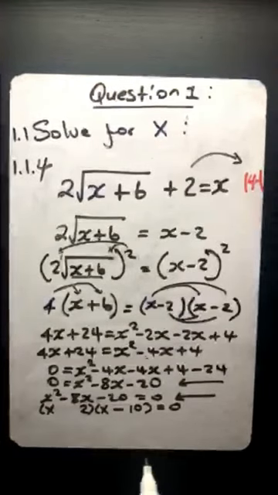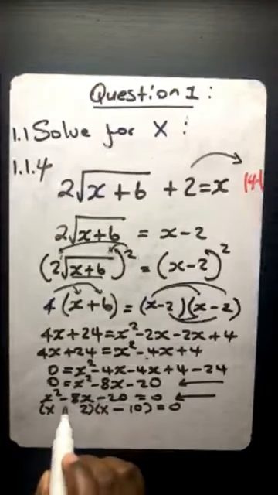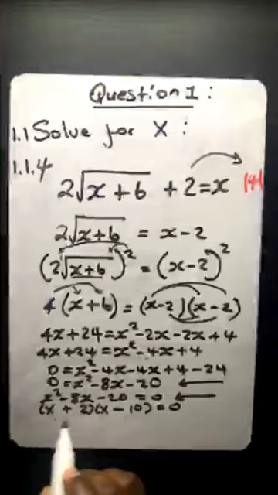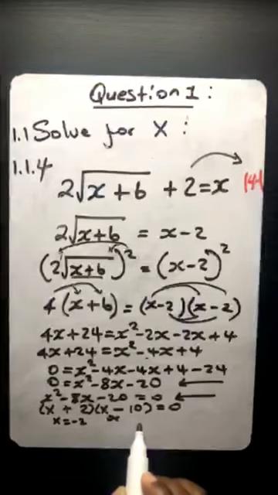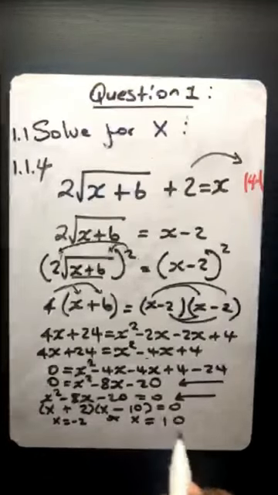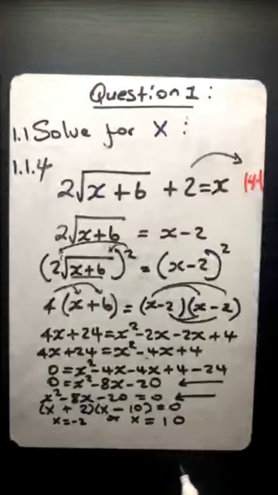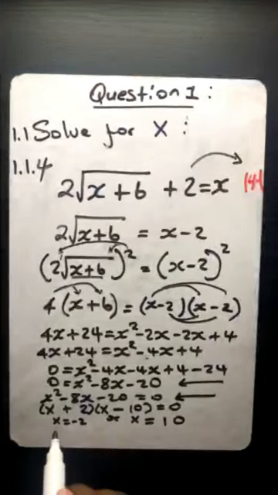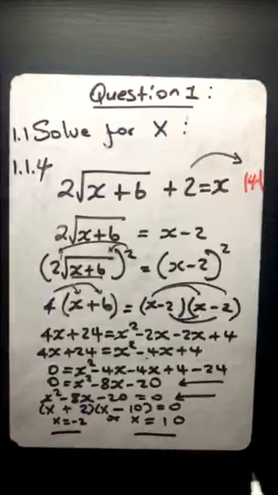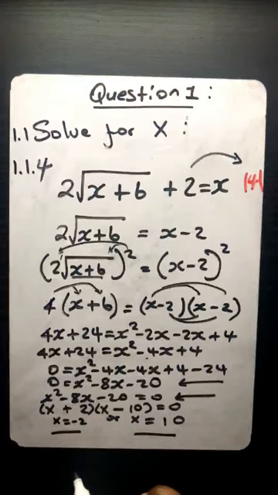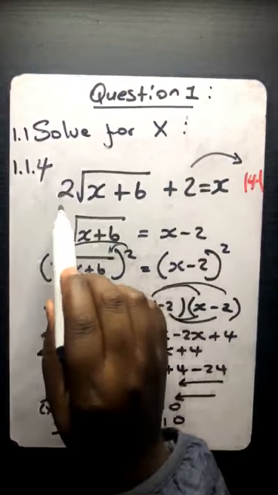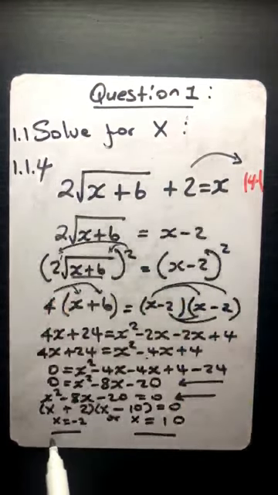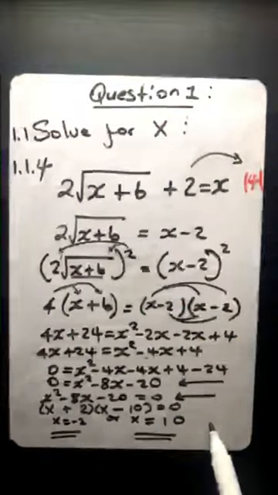And for this to work and give us negative, I need to have a positive there. Meaning, finally, I'm going to have x equals negative 2, or x equals a positive 10. So now we need to test these two values, because there's only one possible answer that we will have. So now let's test these two numbers and check which one is a solution and which one is not a solution.